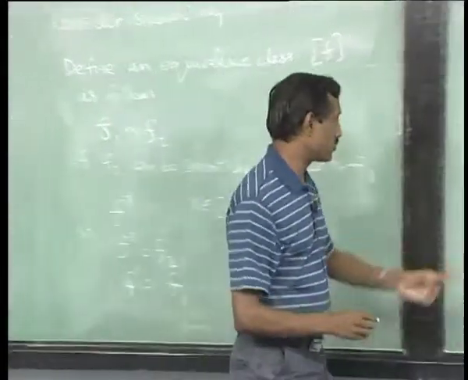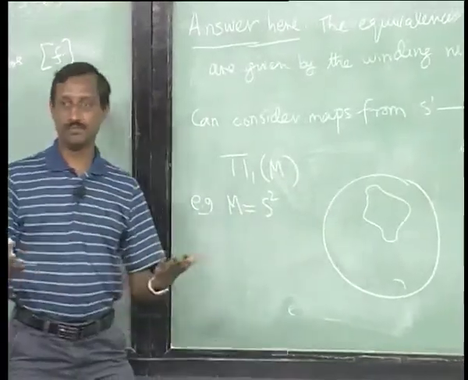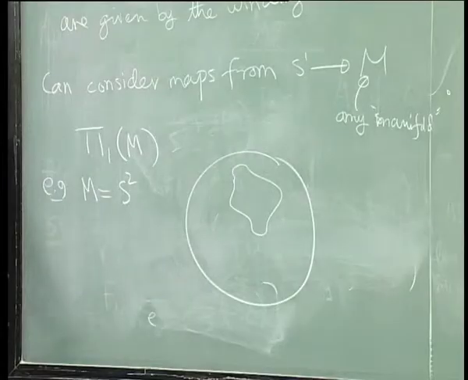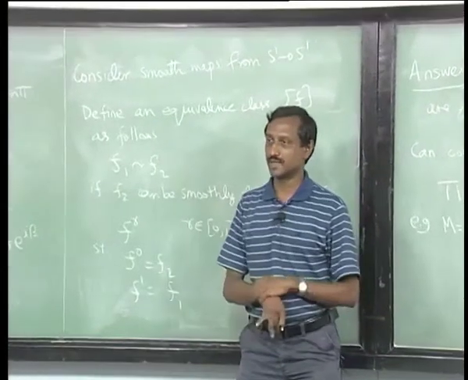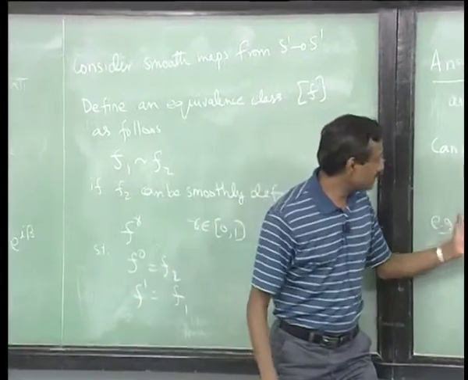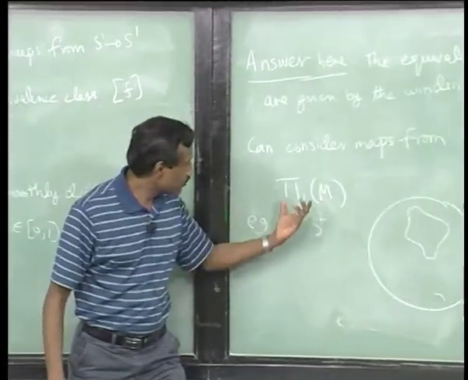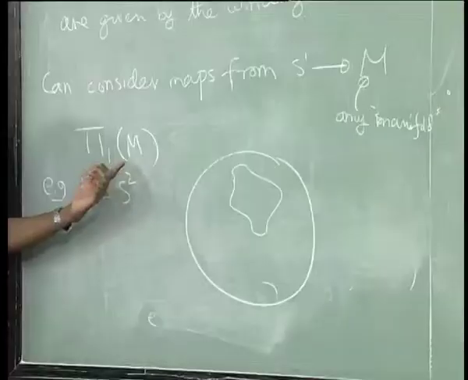Okay. So, that is like saying pi 1 of S2 is trivial, there is only one kind of map. All maps are the same, all smooth maps of course are the same in this sense, where "same" is given by this equivalence class.